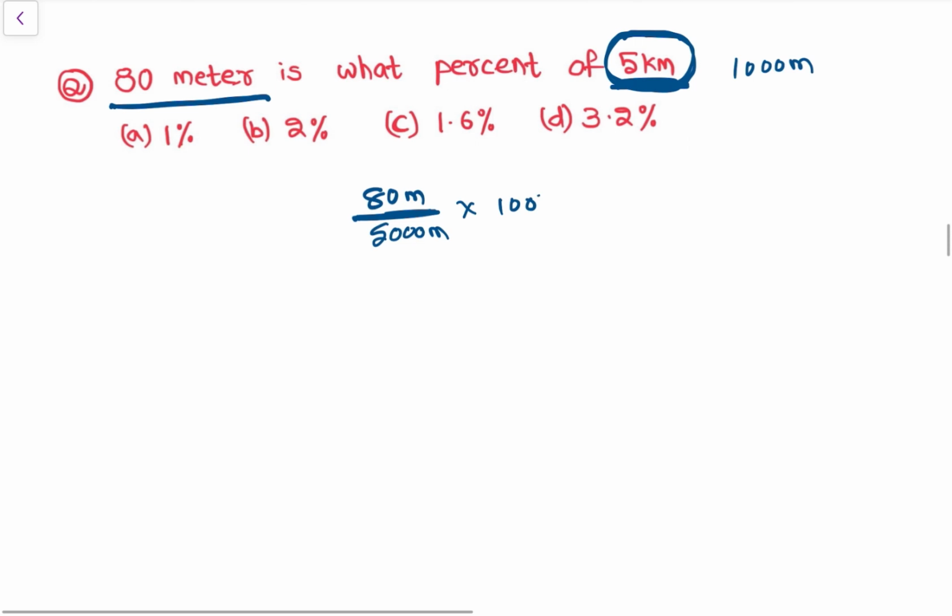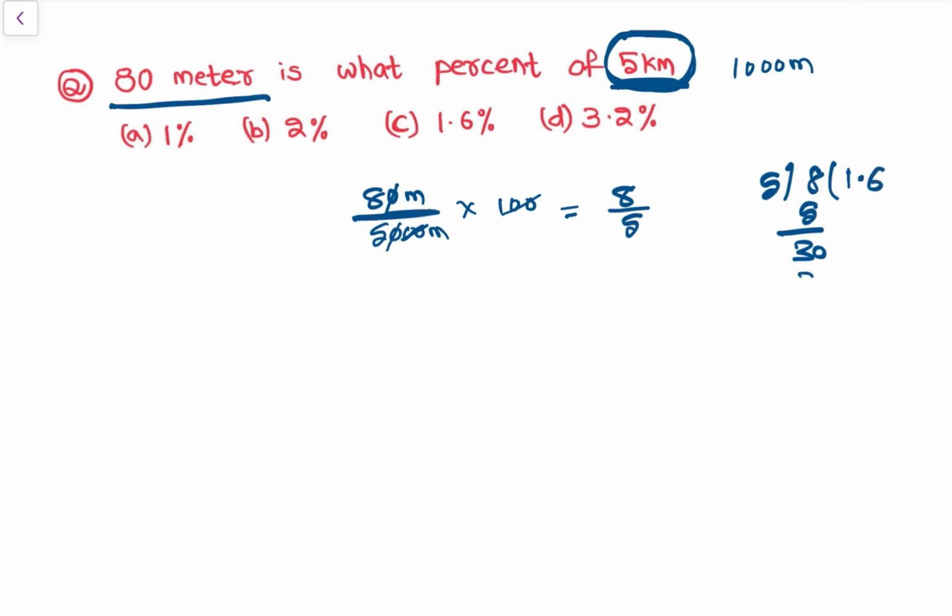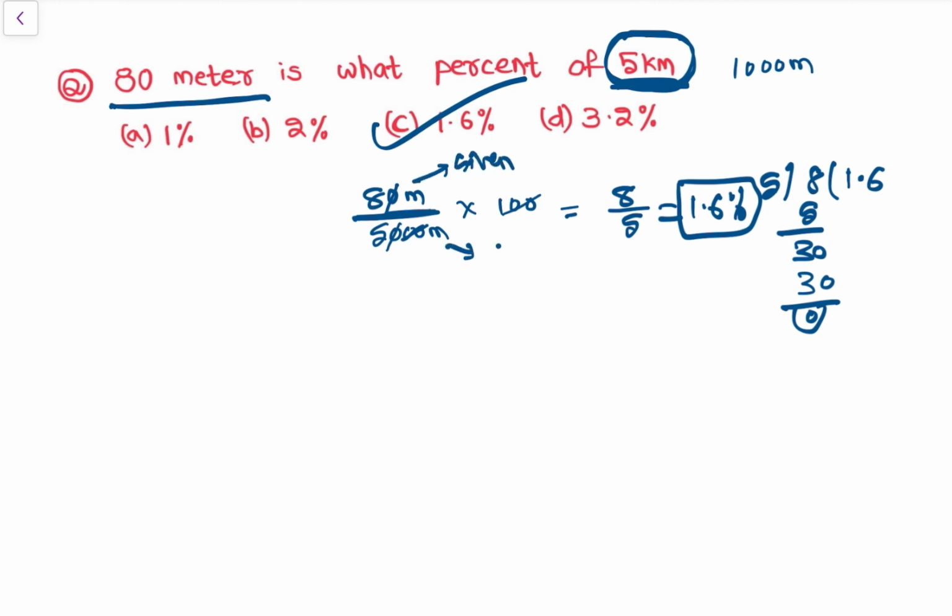So the zeros cancel, so this is 8/5, ठीक है। 8/5 कितना परसेंट है? So 5 ones are 5, 5 6s are 30, ठीक है, so that is 1.6%. Again here also we used the formula, that is given quantity by total quantity into 100.